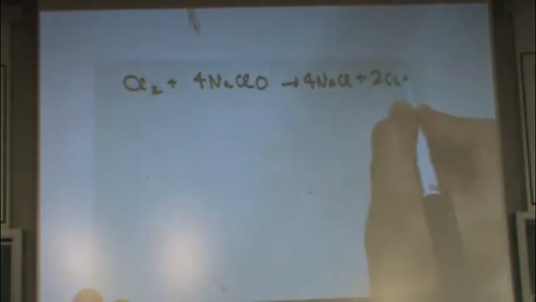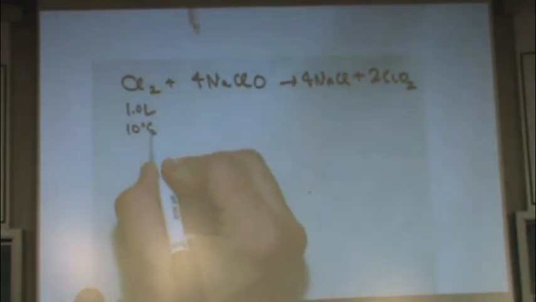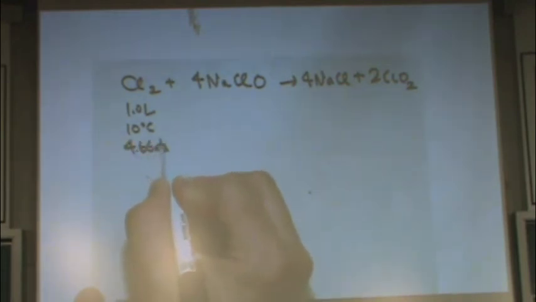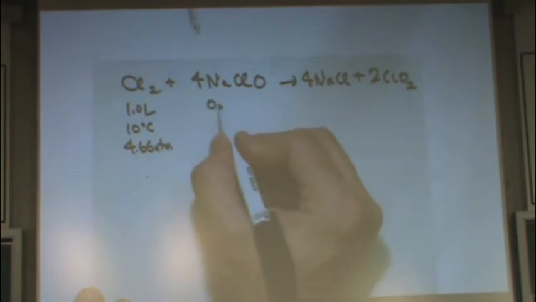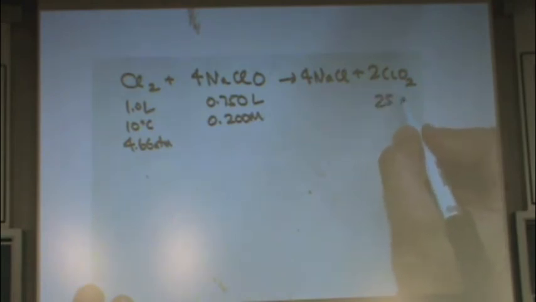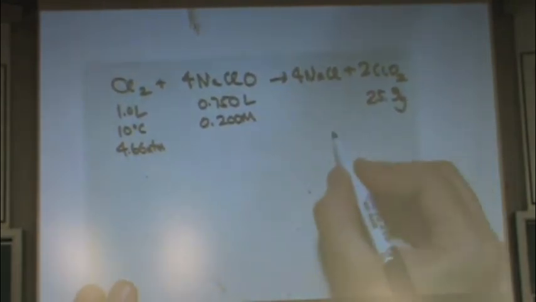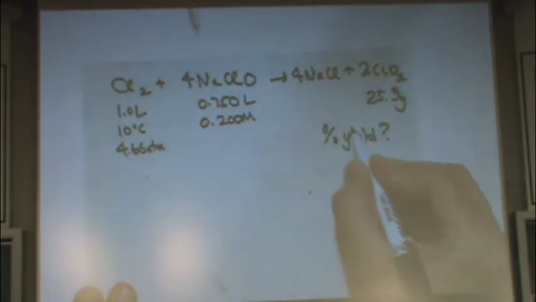Okay, let's see. Here's a pretty typical one: Cl2 plus 4NaClO goes to 4NaCl plus 2ClO2. We have 1 liter of Cl2 at 10 degrees C and 4.66 atmospheres. That's reacted with 0.750 liters of this, 0.200 moles, and then 25.9 grams of the ClO2 is collected. I want to know the percent yield. I don't know if somebody asked me about percent yield, but if you did, here's the answer.